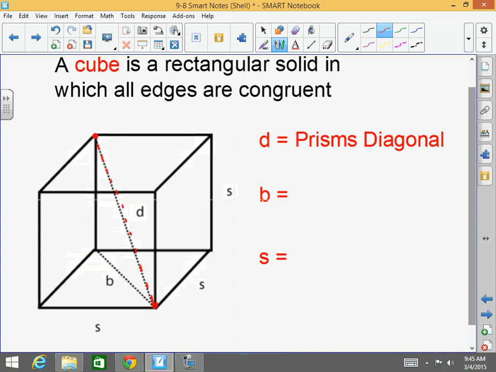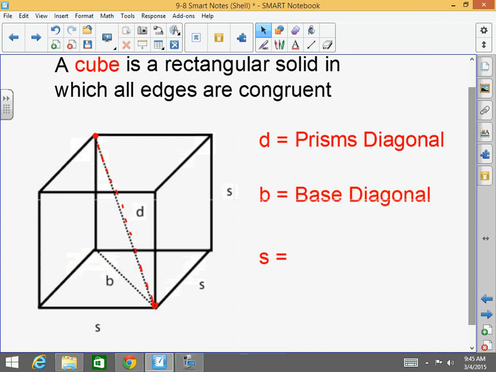These would be the diagonals, because they're going through the empty space of the cube. This is the base diagonal. There's two different types of diagonals. You have a prism diagonal, which goes through the empty space, which is in red here. That's the prism diagonal. And then you have the base diagonal. The base diagonal is the diagonal on the actual base of the figure.